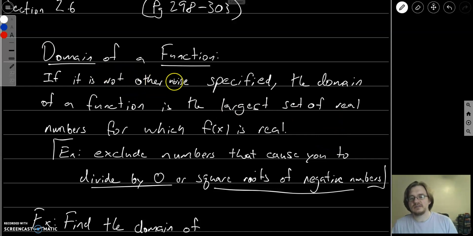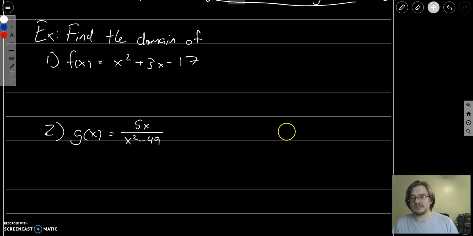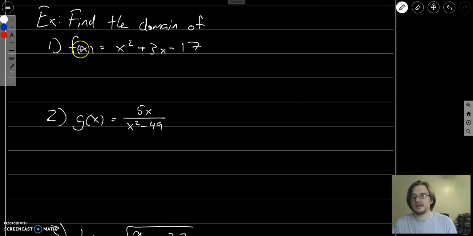Now, sometimes a function will tell you exactly what the domain is beforehand. So sometimes a function will say the domain of this function is the numbers between 0 and 3. And if you're told what the domain is, that's what the domain is. If you're not told what the domain is, then we'll just have to figure it out. Let's do some examples. So let's find the domain of this function.